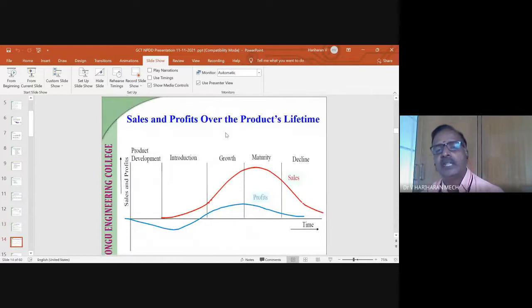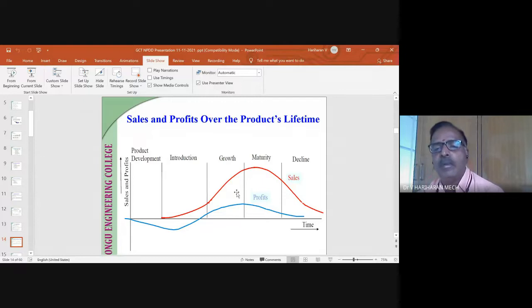This is the sales and profit over a product life cycle. This is the product development time. During product development time and introduction time, your profit goes to the negative side only. After the introduction stage, you start the growing stage. In the growth stage, you can get a maximum profit. In the maturity stage also, you can get maximum profit and maximum sales. You see that the red curve is the sales curve and the blue curve is the profit curve.